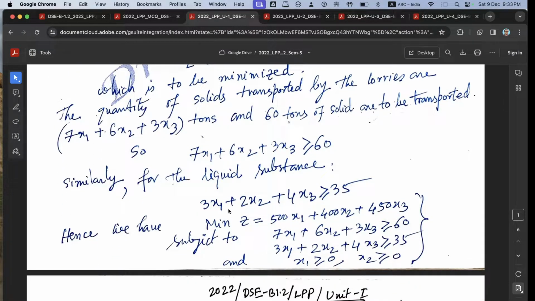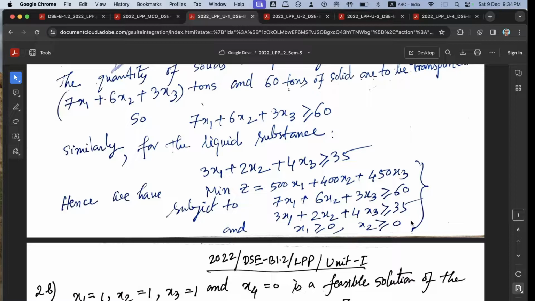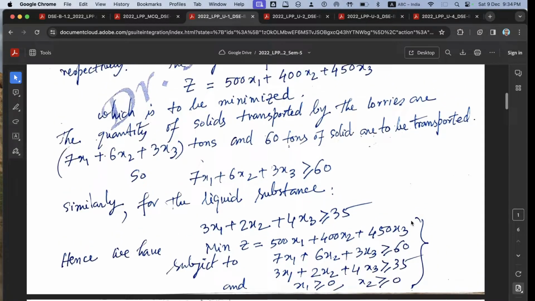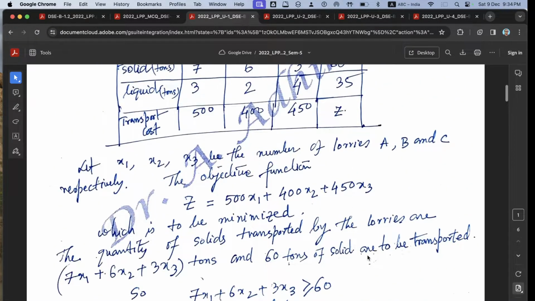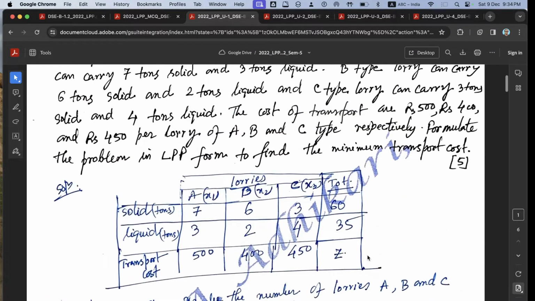So we get the objective function: minimize Z, subject to these constraints and the non-negativity restriction x1, x2, and x3 greater than or equal to 0.